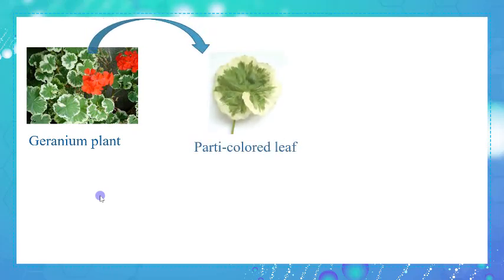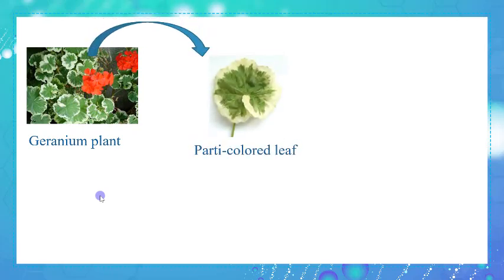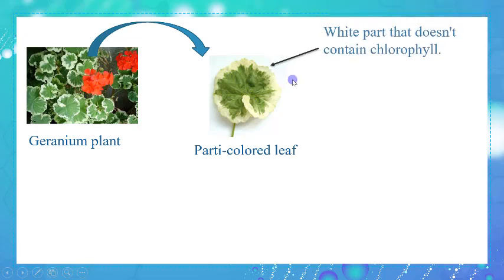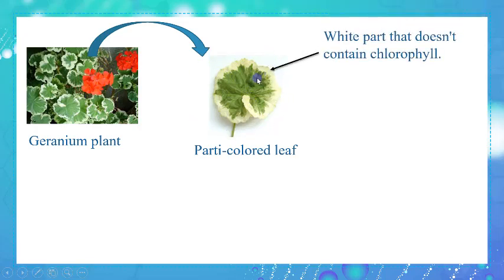Let's see. In order to find the answer, we will use a geranium plant. We will take one geranium leaf that is parti-colored, which means it has two colors, as you see here. There are two colors, white and green. The white part doesn't contain chlorophyll, while the green part contains chlorophyll.